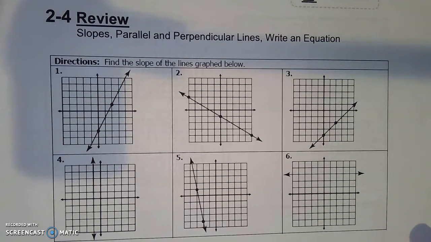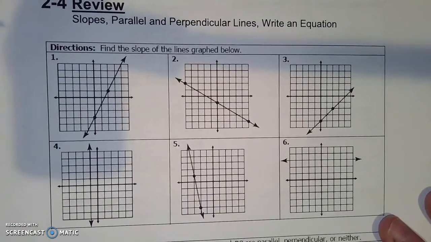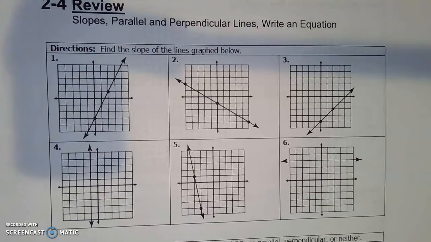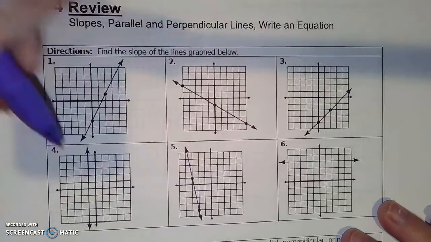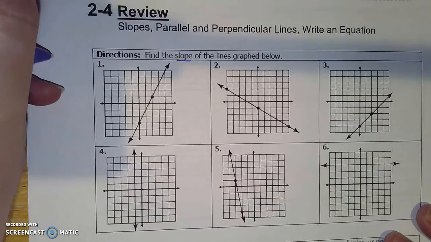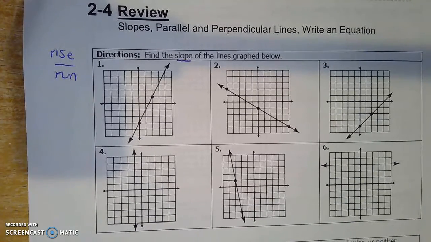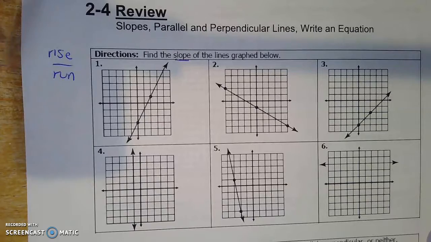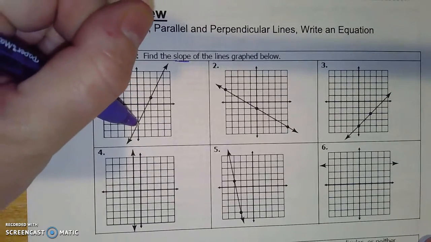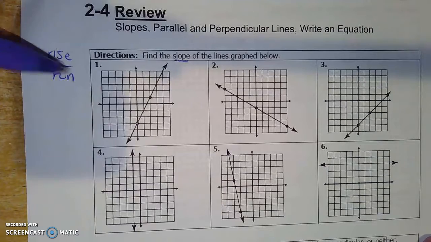Okay, so for the first chunk here, I'm only going to do a couple per type, to kind of help you out a little bit. So the first portion here, they want you just to find the slope. And just as a reminder, slope is rise over run. So if we do number one together, you need to identify 2 points, and they usually always give you 2 points. So we need to do rise over run.